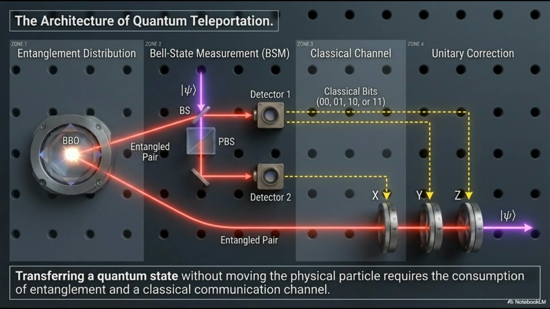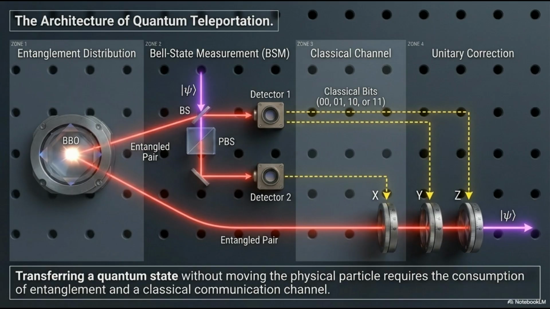Zone 2 is Bell state measurement. Alice combines her unknown input state, labeled ket psi, with her half of the entangled pair at a beam splitter and polarizing beam splitter, performing a joint measurement that projects the 2 photons onto one of the 4 Bell states. 2 detectors in Zone 2 register the measurement outcome, which is encoded as 2 classical bits with possible values: 0 0, 0 1, 1 0, or 1 1.